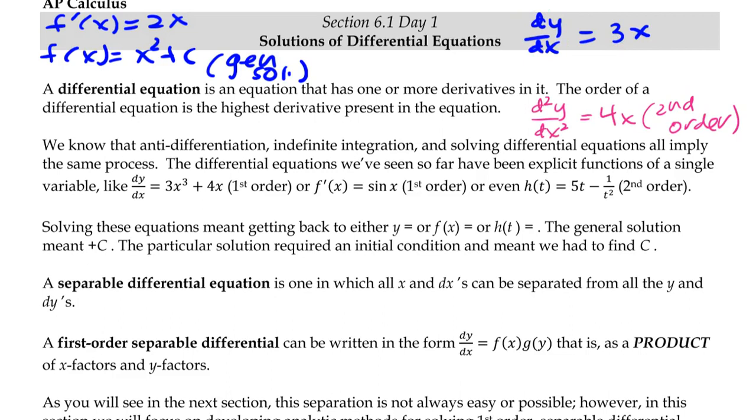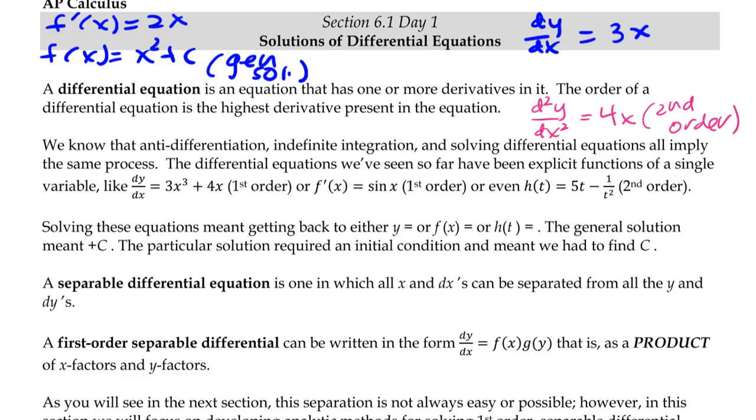Just recapping what we did to go from 2x to x squared: we took this differential equation and found the general solution. We know that anti-differentiation and indefinite integration all mean the same thing. And now we're going to be looking at solving differential equations. That's the same thing as finding the antiderivative, just taking the derivative and saying, what function did this come from?